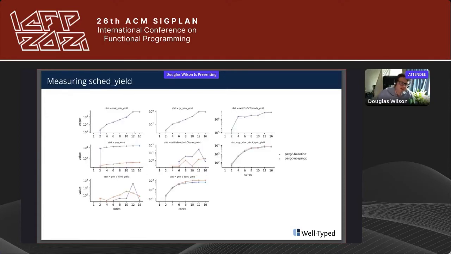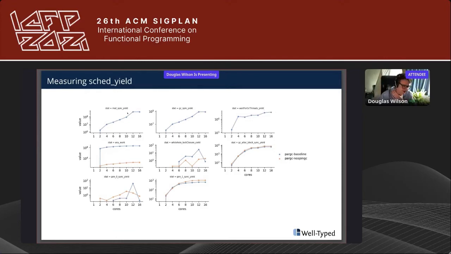This is showing how much sched yield is being called in the baseline and in the no-spin GC version. In the top row, this is the number of times that the mutator spins and yields. This is measured at one of the synchronization points, and this is another synchronization point. You can see it's on the order of 10 to the 9. Notice the log scale here. So about 1 billion calls over the building of Cabal, and a little bit less for this synchronization point, but again, loads.